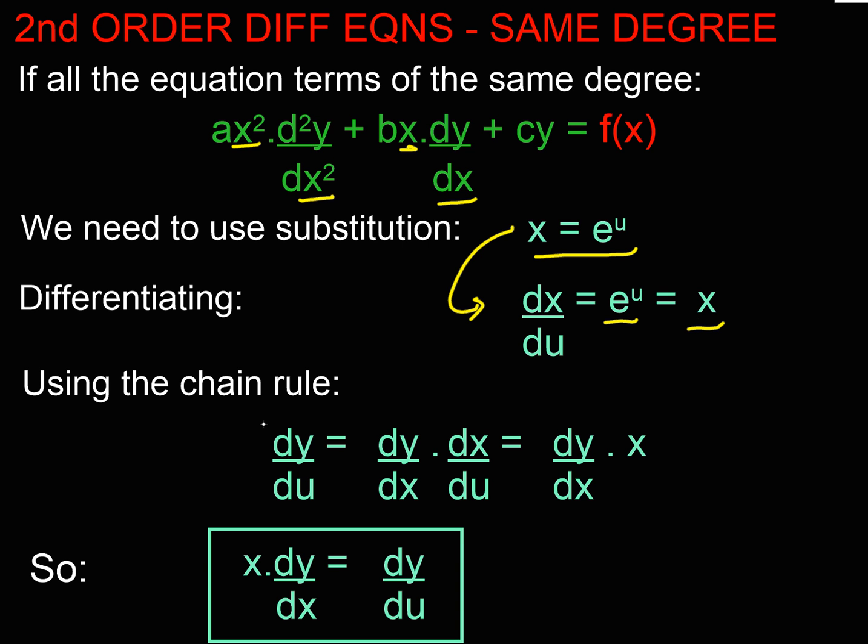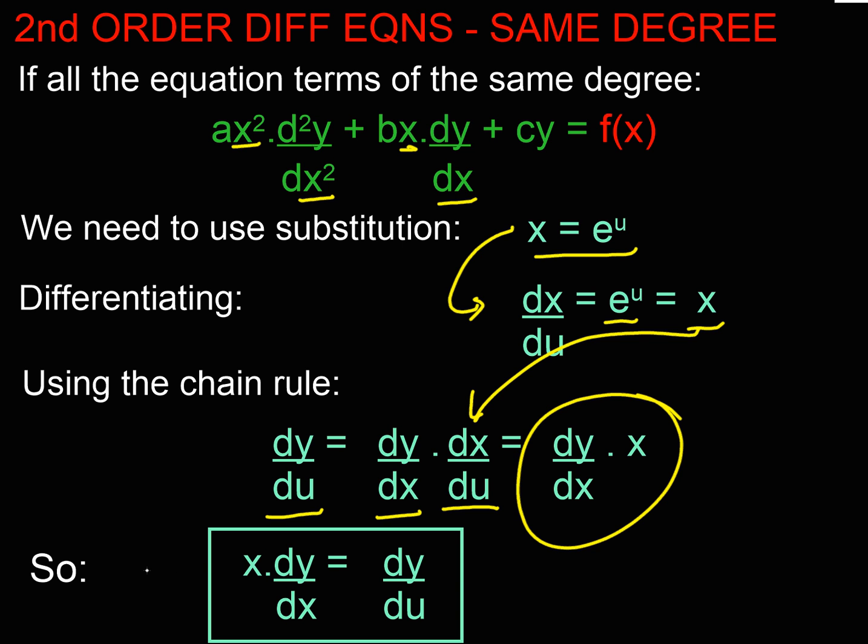So if I now want to find out what dy by du is, which is where I want to end up, I can use the chain rule, can't I? It's going to be equal to dy by dx times dx by du. We already know what dx by du is, it equals x. So just changing the order here for my answer, I find that x dy by dx equals dy by du, which is really useful, isn't it? Because I found a transform for x dy by dx, which I can use later on.